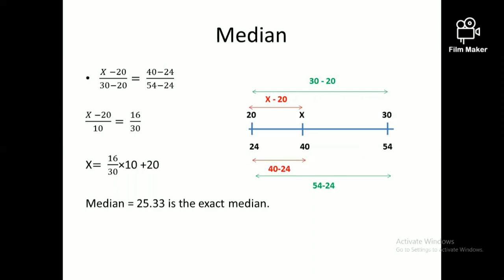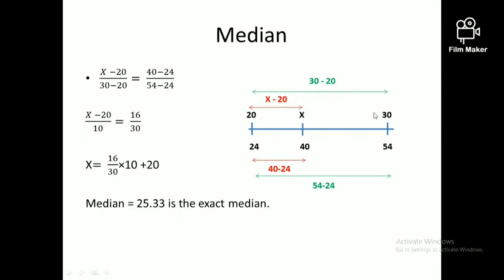Then the concept is, you can write this from the top side: shorter range divided by longer range. What is the shorter range? X minus 20, divided by the longer range. How to get the longer range? 30 minus 20. X minus 20 divided by 30 minus 20 is equal to, use the same relationship with the downwards, shorter range 40 minus 24 divided by longer range 54 minus 24. Shorter range divided by longer range.